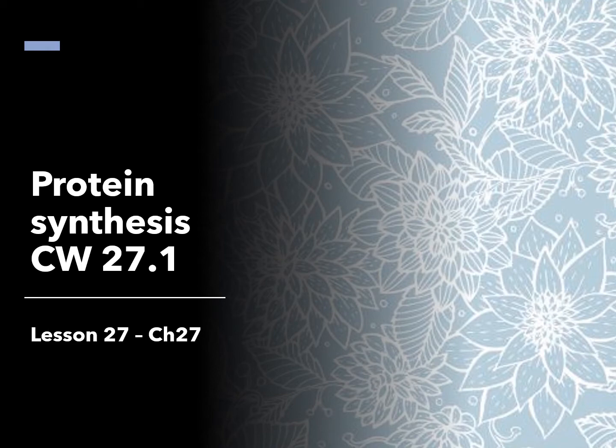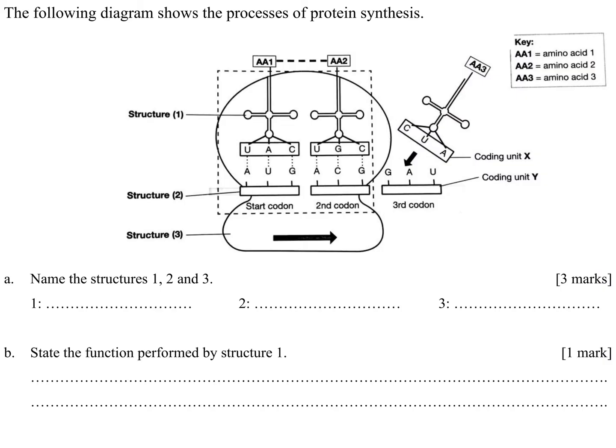Let's start. Let's do a question in your classwork 27.1. The following diagram shows the process of protein synthesis. And as you can see, you can see the ribosome, the tRNA, the mRNA over here. So this is the process of translation. All right, so question A. Name the structure 1, 2, and 3.